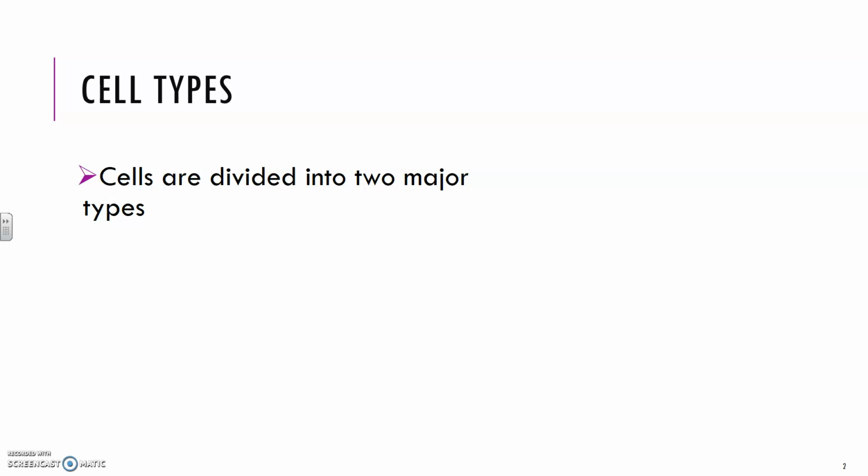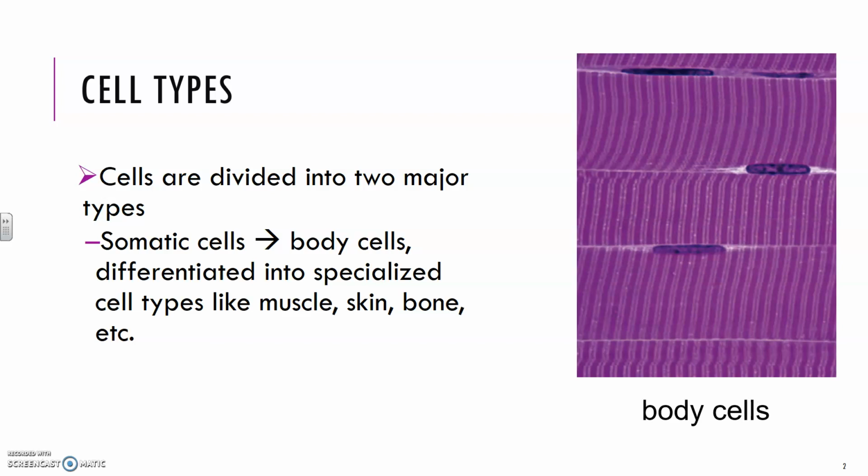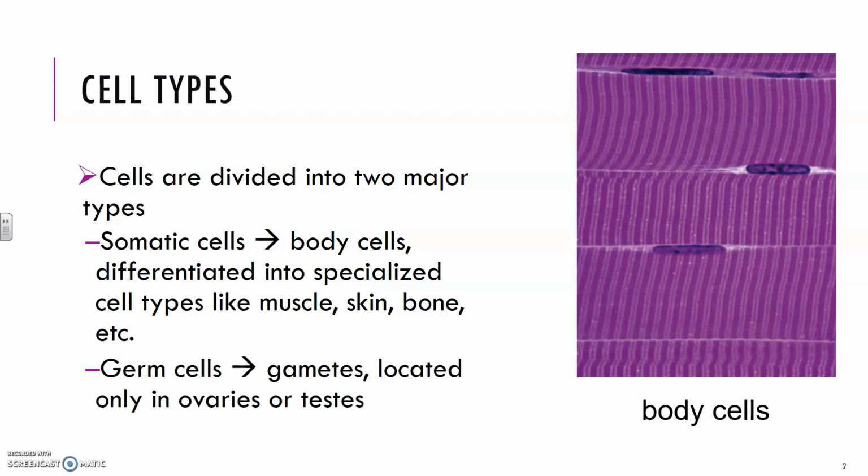So cells are divided into two major types. All of your skin cells, muscle cells, all of your body cells are termed somatic cells. That is basically a different term for your body cells, the differentiated, specialized cell types, all of them throughout your body. Then you also have germ cells, also known as gametes.